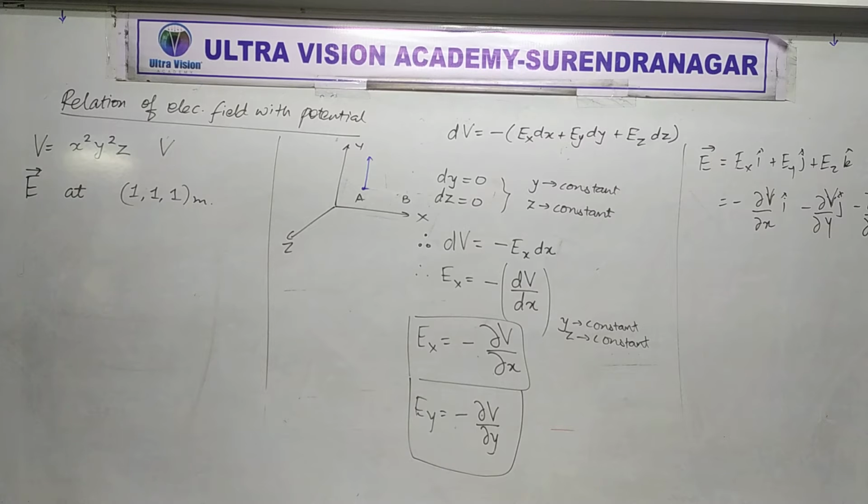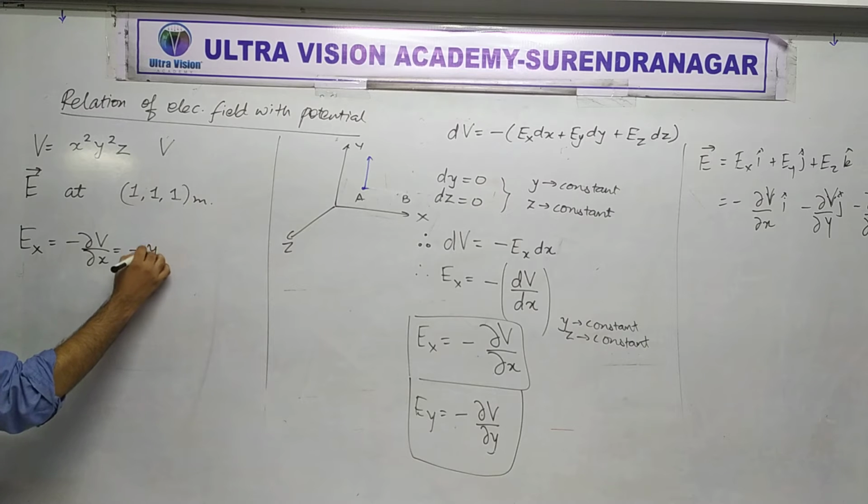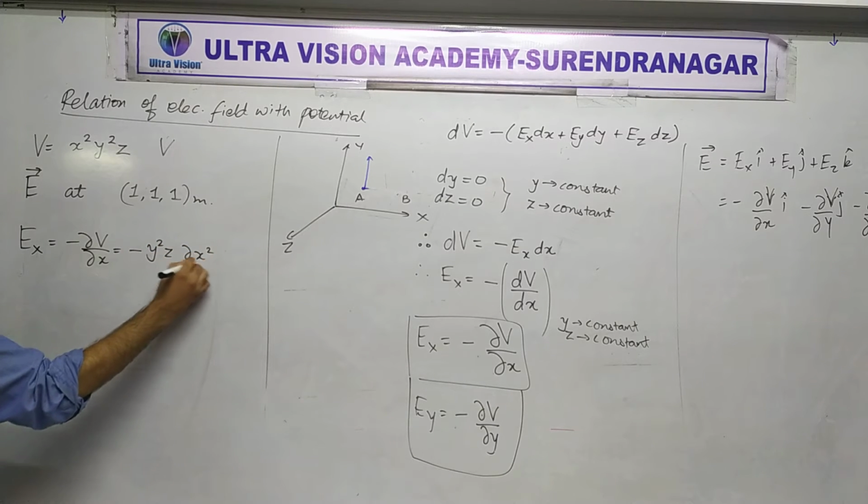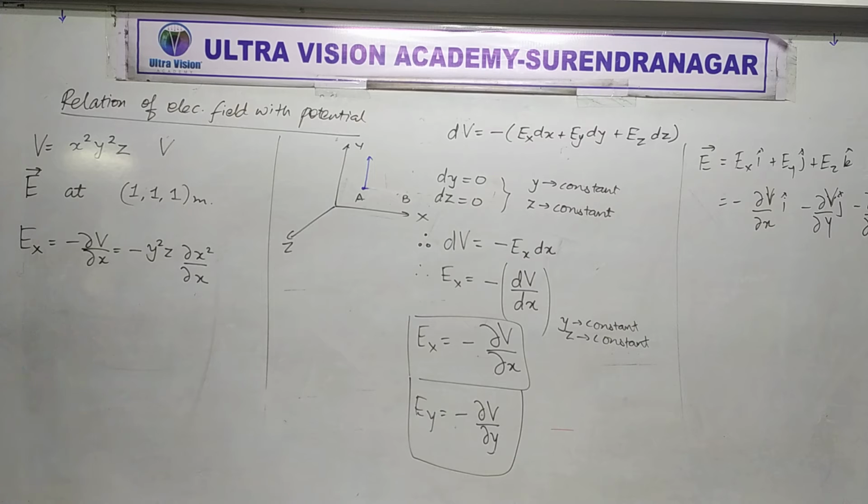Okay, have a look. Suppose we want to find Ex first. Let's do it step by step. So how much is Ex? Minus del V by del x. So minus differentiation of this with x but treat y and z as constant. Raise your hand if you understood this clearly. Why are y and z outside? Constant. Throw them. Is it fine?